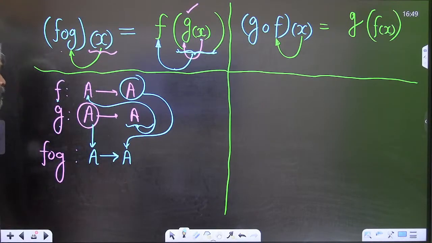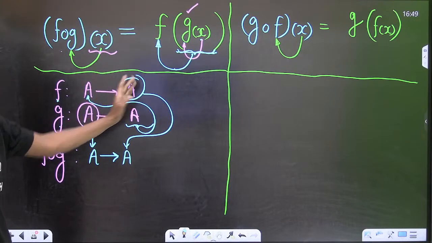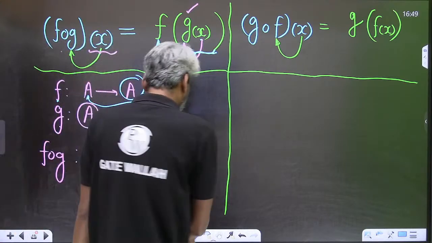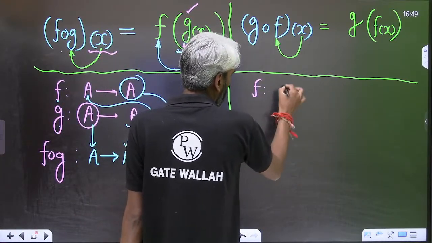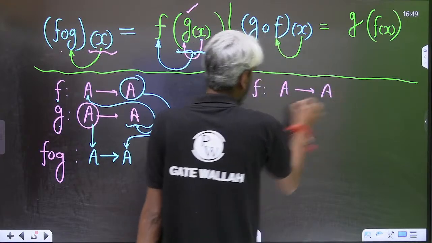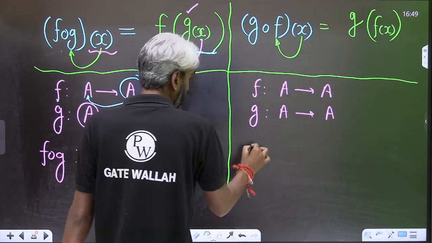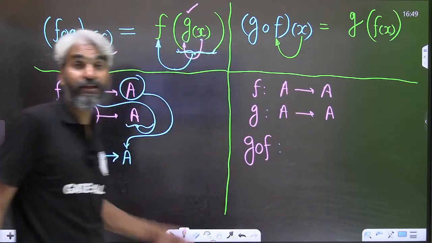So if f is a function defined from A to A, and g is a function defined from A to A, then f of g will be defined from A to A. Similarly, it's not a new thing. If f is a function defined from A to A, and g is a function defined from A to A, then what will be the domain of the function g of f, and what will be the codomain of the function g of f?